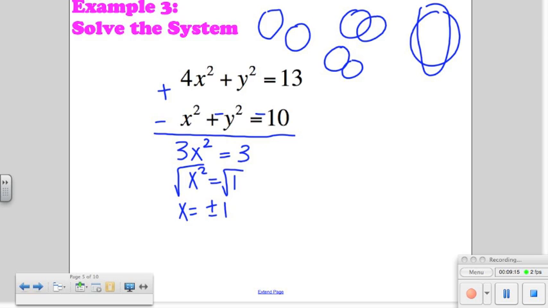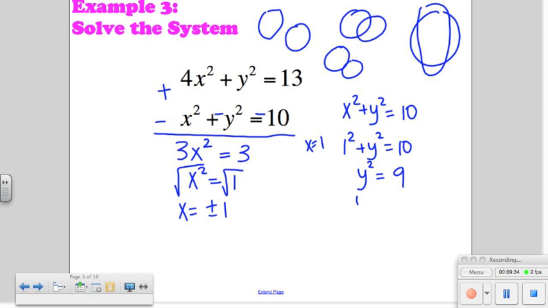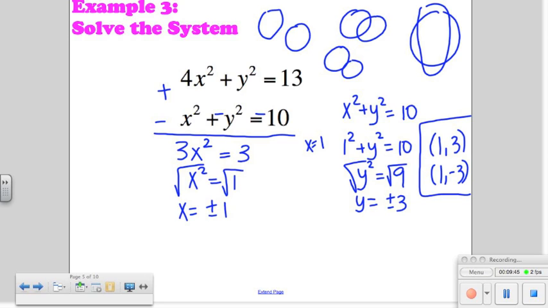I'm going to use the original x squared plus y squared equals 10 to find the y's. So I'm going to use this one here. It's the simplest one. And I'm going to start with positive 1. So I'm going to get 1 squared plus y squared equals 10. So y squared equals 9. So y is plus or minus 3 when I take the square root. So the x value 1 has 2 answers, 3 and -3. Are you seeing how this is going to be an example of 4 solutions?